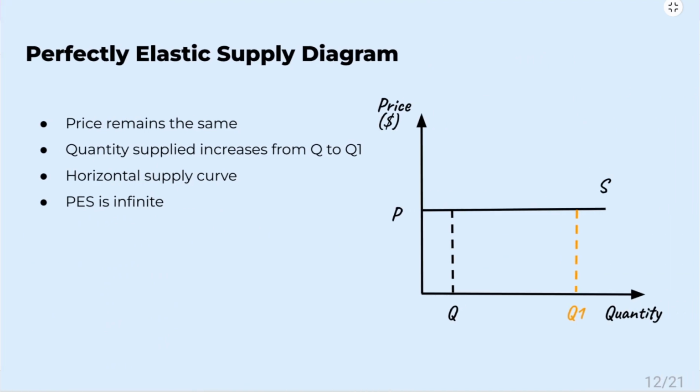The horizontal supply curve means quantity supply can change without any change in price. In the diagram, price remains constant at P, while quantity supply increases from Q to Q1. For example, imagine an online music platform keeps its subscription price fixed at $10 per month. Even if the number of subscriptions rises from 5,000 users to 50,000 users, the price remains the same. This shows perfectly elastic supply because firms can supply significantly more output without increasing prices.